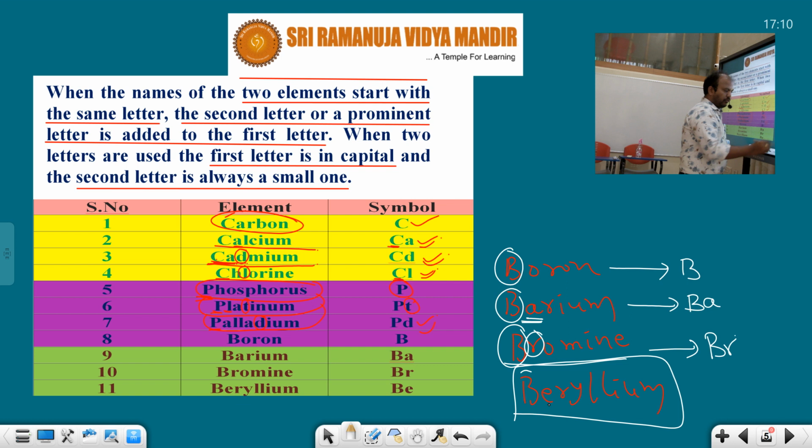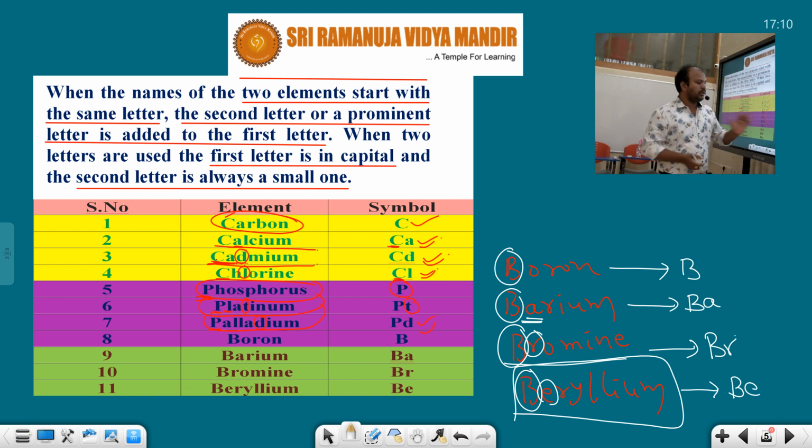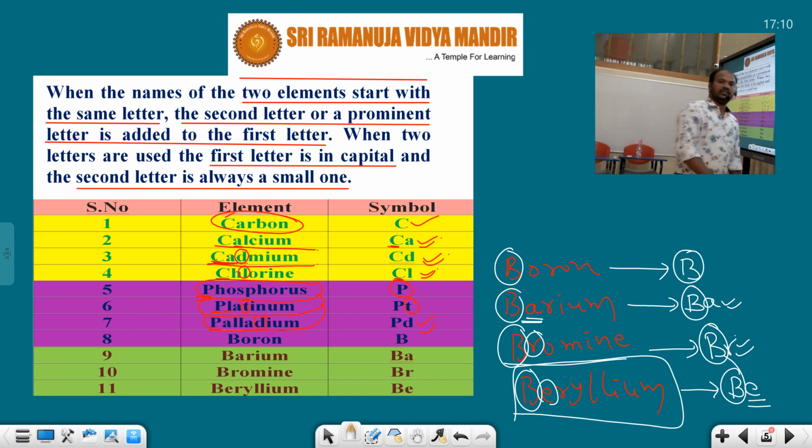Second letter. After completion of the first letter, we should focus on the second letter. Where the prominent letters are there, you must remember those symbols. You need to remember the elements' symbols where the prominent letters are there. Otherwise, like boron, barium, bromine, beryllium, you should take the second letter. Bromine, Br. Beryllium, first letter is B, second letter is E. In this manner, you have to understand that the second letter is always kept in small letters, but first letters are always capital letters. Whenever you write the second letter, it must be kept in small letters.